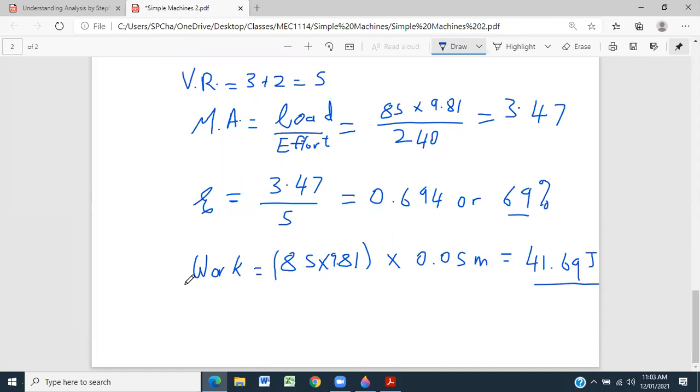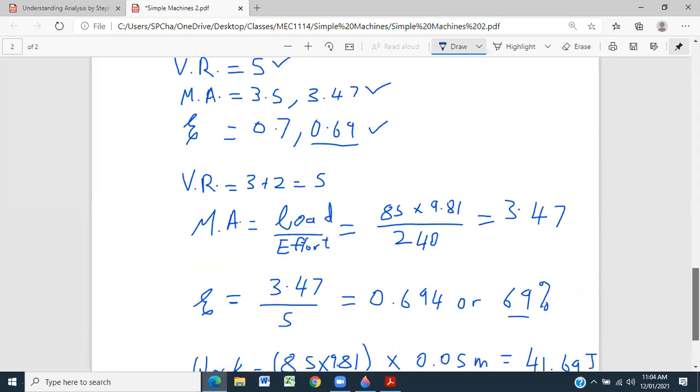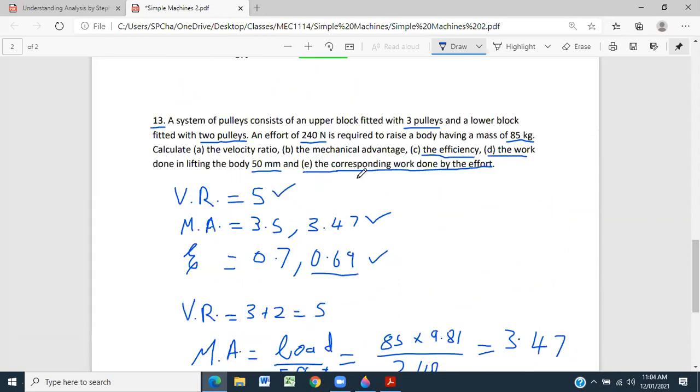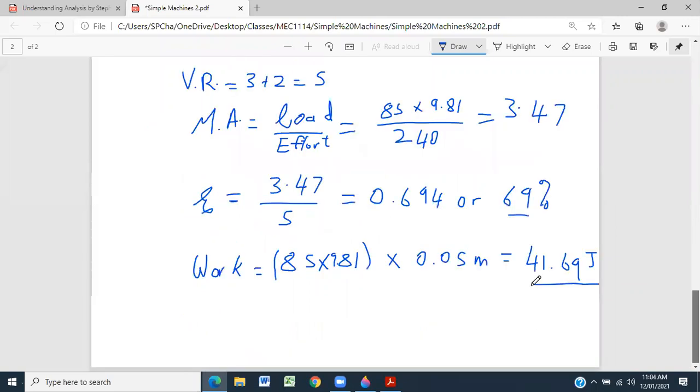Now, for the corresponding work done by the effort. We don't know what distance the effort traveled, and we could maybe find it using velocity ratio and doing all sorts of other things. But simply, since we have efficiency, and we know efficiency is equal to the work done on the load divided by the work done by the effort. So the work done on the load is 41.69, divided by the work done by the effort.